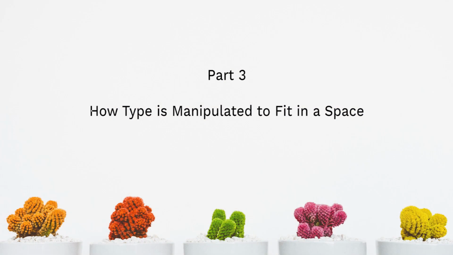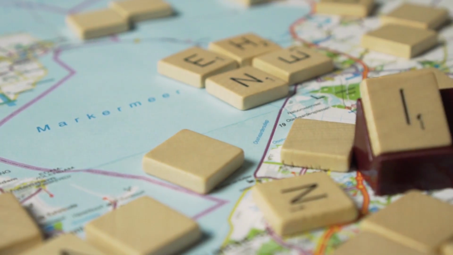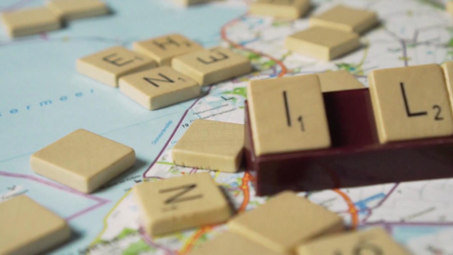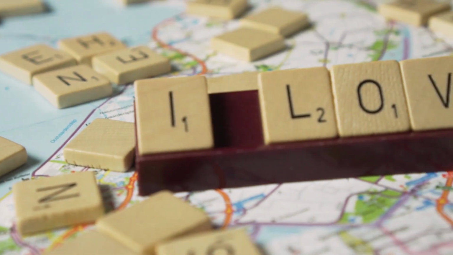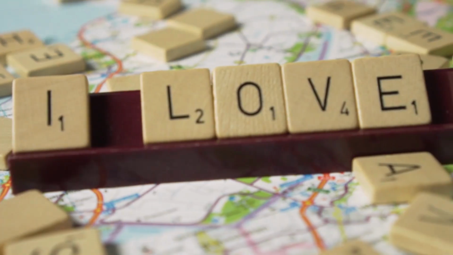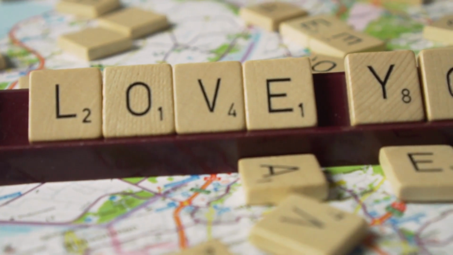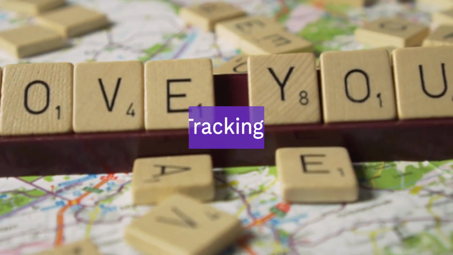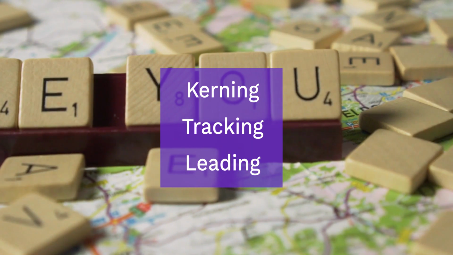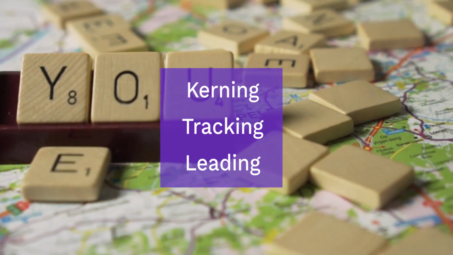Part 3. How type is manipulated to fit in a space. Sometimes letters need to be adjusted to fit in a certain space. There are 3 different ways in which type can be moved around in a space so that it looks better. These 3 measurements are called kerning, tracking, and leading.